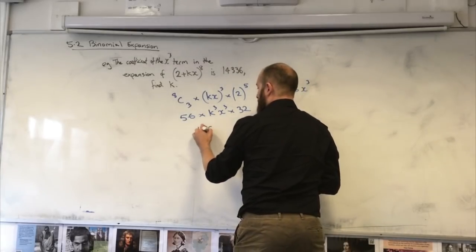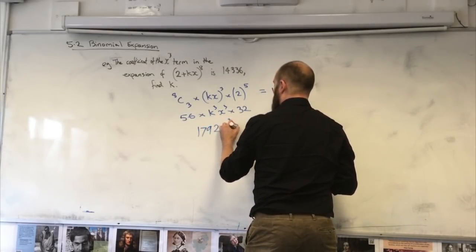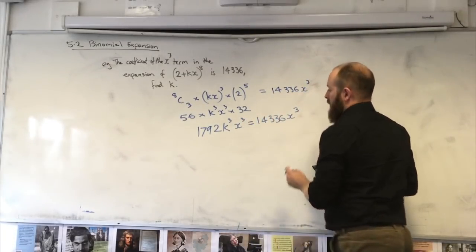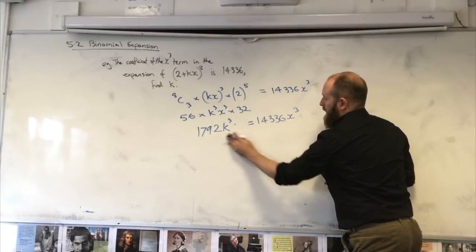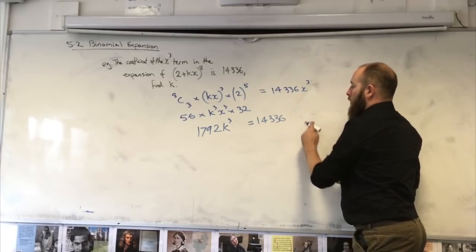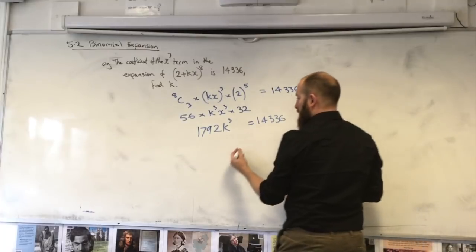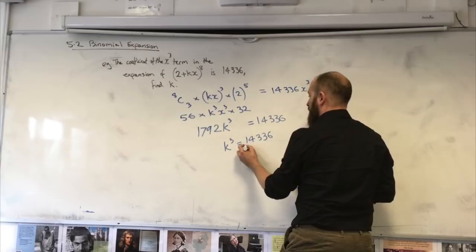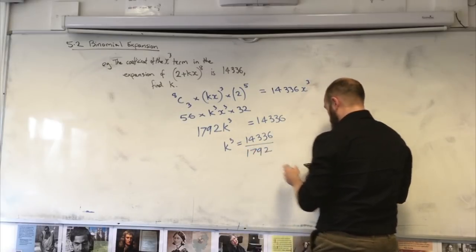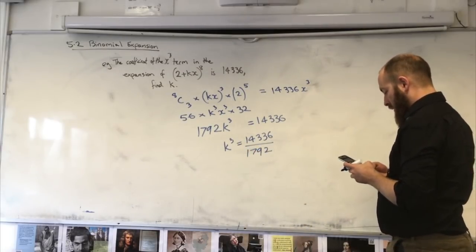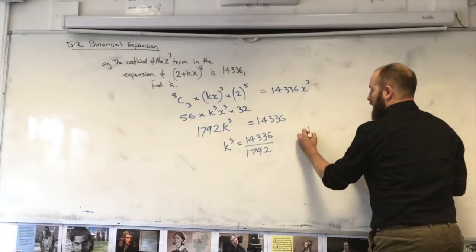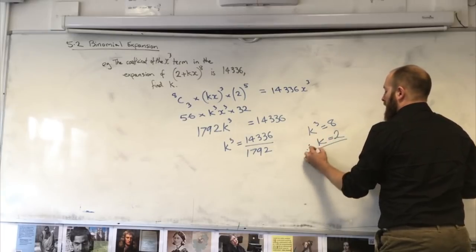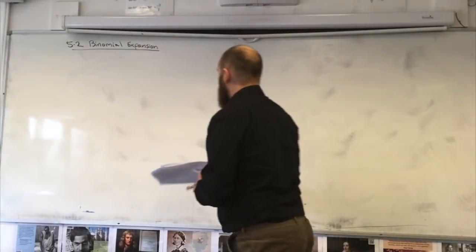So 1792 k cubed x cubed equals 14336 x cubed. So that amount of k cubed has to equal 14336. So divide it by 1792. So k cubed equals 8, therefore k is 2. Alright, last example.